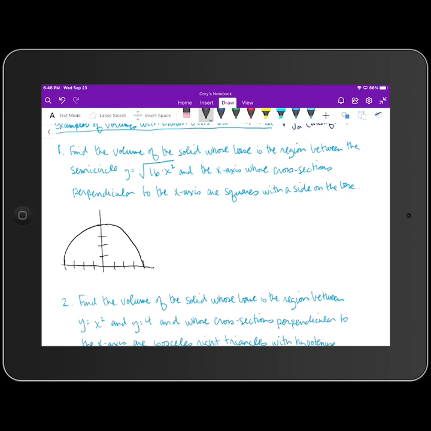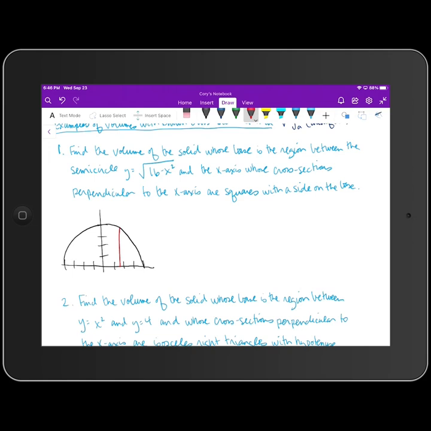Now this says that when we draw our cross sections perpendicular to the x-axis, and I'm drawing that cross section in red, the cross section is a square with a side on the base. So here's what you have to visualize, because I can't draw this three-dimensionally. You have to picture that segment in red being a side of the square, like let's say the bottom side of the square, and a square is going to be popping up off the screen out at you.